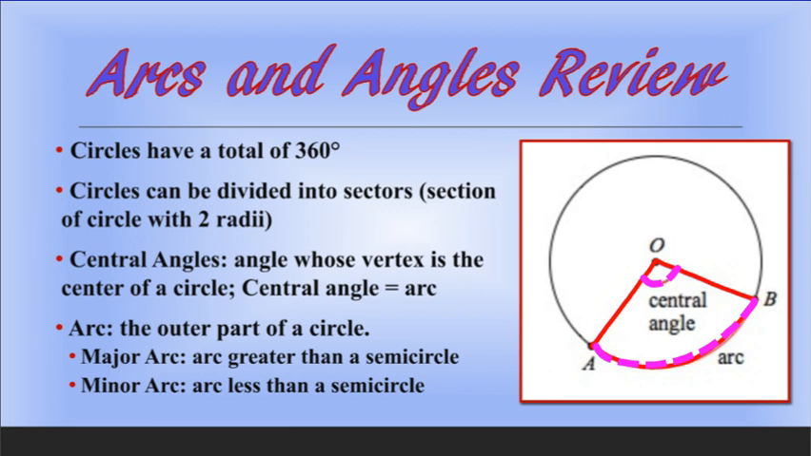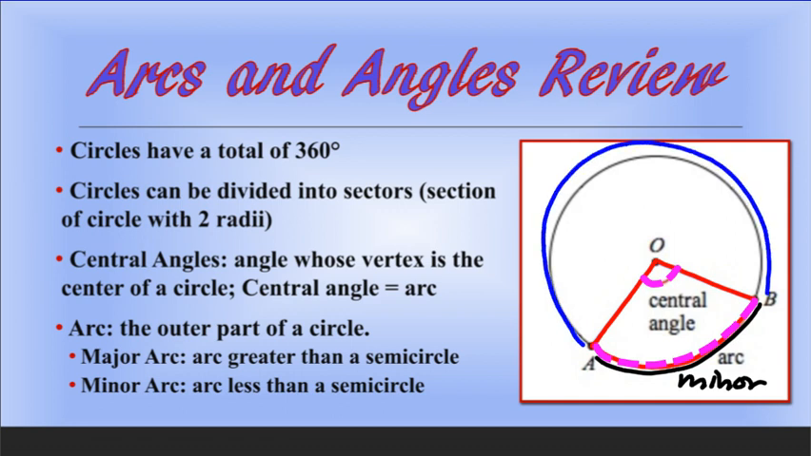You have a major arc, which means the arc is greater than a semicircle. So it's more than half a circle, or we would call it a minor arc because it's less than a semicircle. So this piece right here, this arc is less than half. So this would be a minor arc. And this arc way up here is more than half a circle. So we would say this would be a major arc.